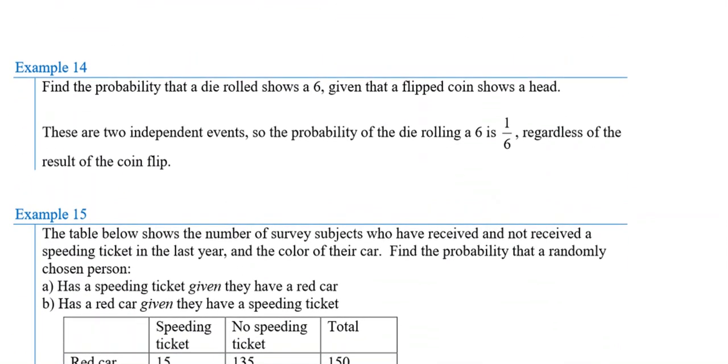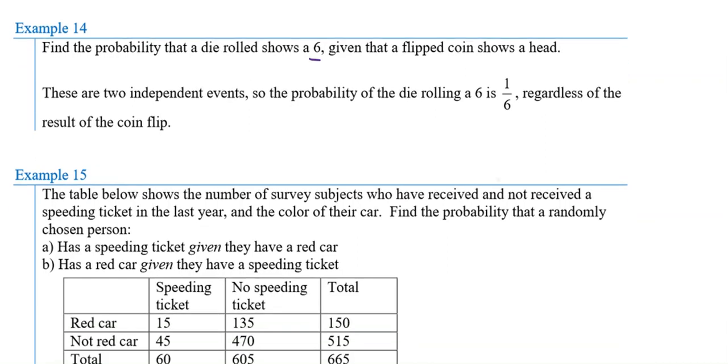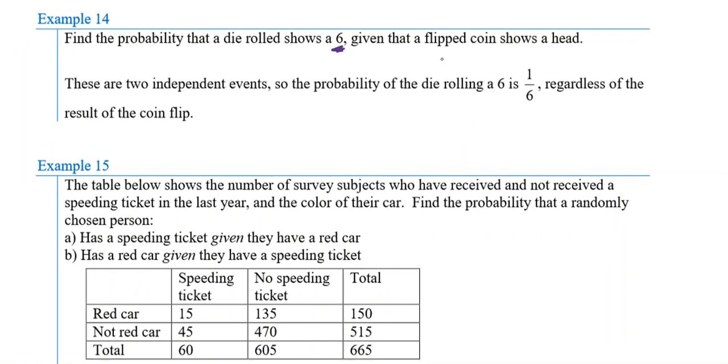It says, find the probability that a die rolled shows a 6 given that a flipped coin shows a head. Well, this is probably a bad example to start on, but maybe not, because this is going to be an independent event, isn't it? Does flipping the coin change anything about the die? No, right? It's still going to just be a 1 in 6 chance, right?